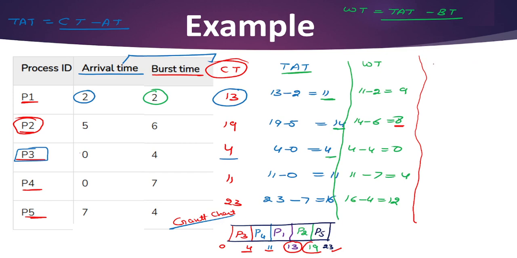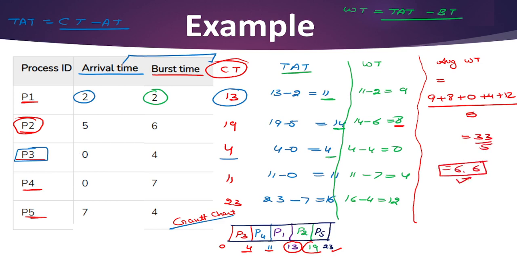Also, they can ask you about the average waiting time. So what is average waiting time? Addition of all the waiting times divided by the total number of processes. So this can be 9 plus 8 plus 0 plus 4 plus 12 divided by 5. That is 33 by 5. That is equal to 6.6 units. So this is the average waiting time.